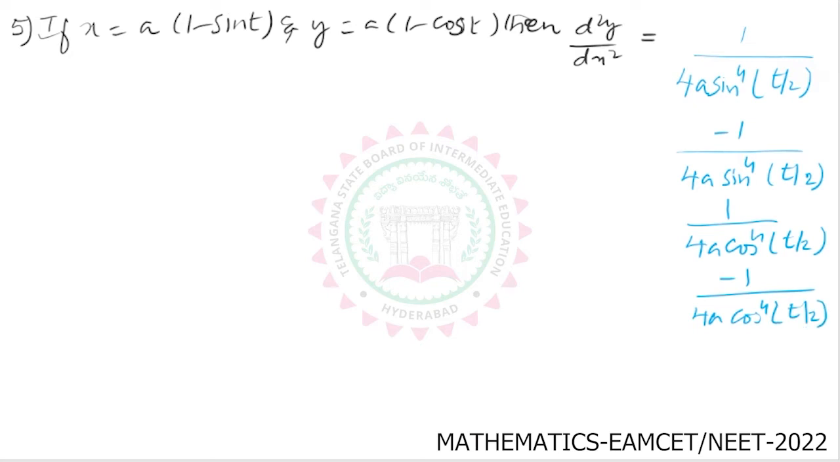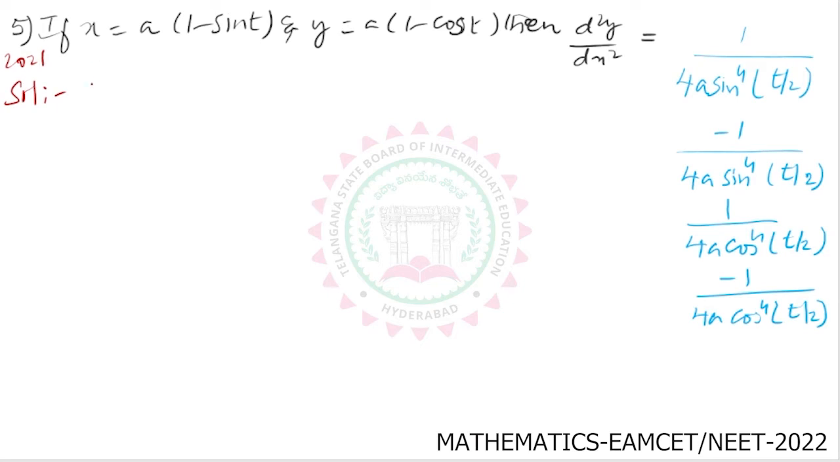Now come to the solution. This is also asked in 2021. So you know that this is a parametric differentiation. The formula is dy by dx is equal to dy by dt whole divided by dx by dt. Is it clear?